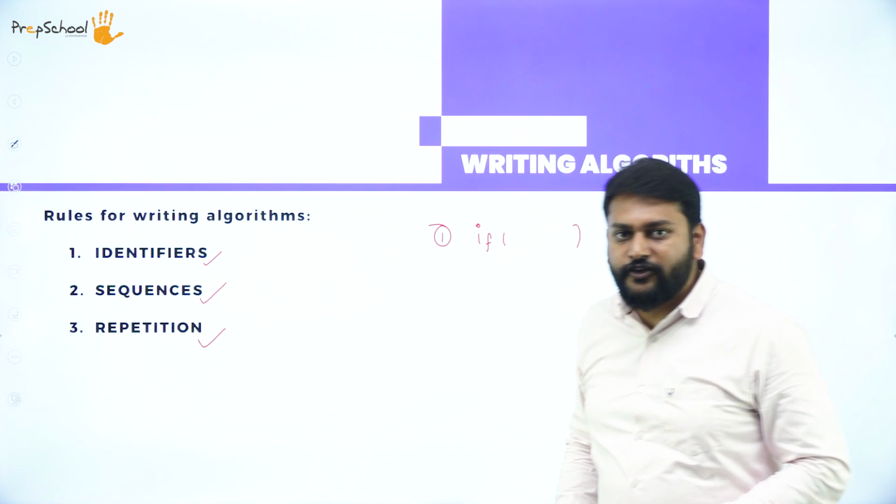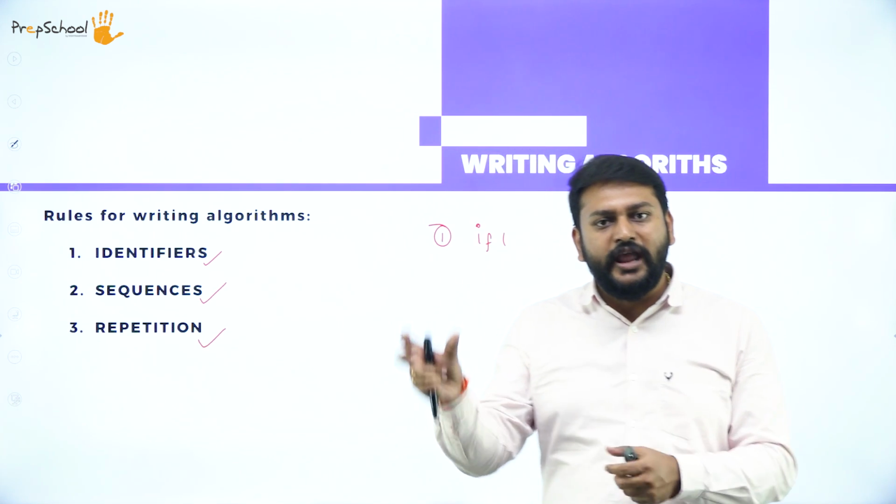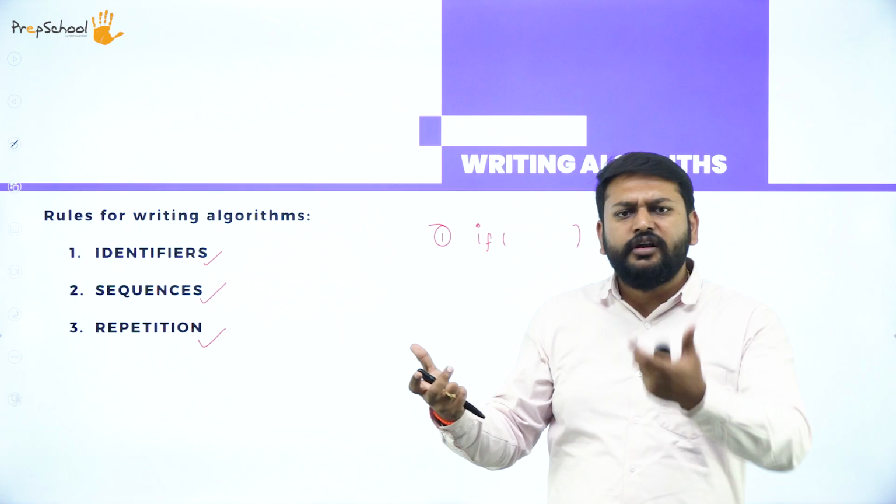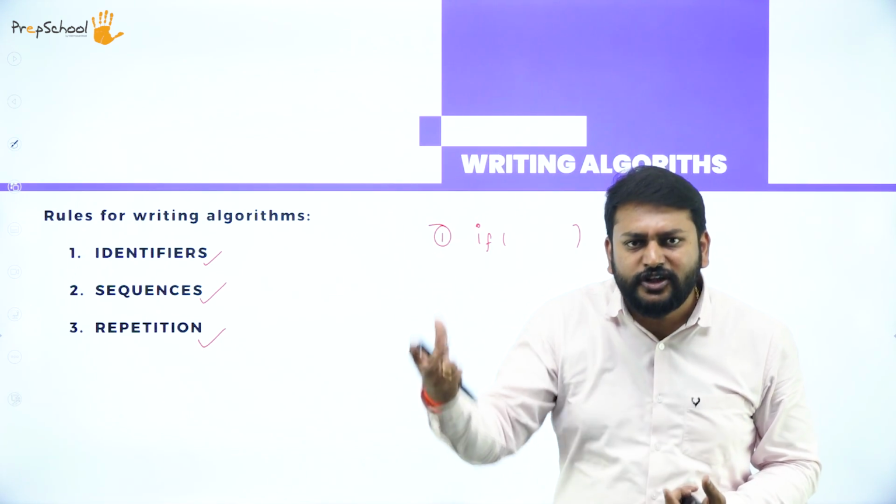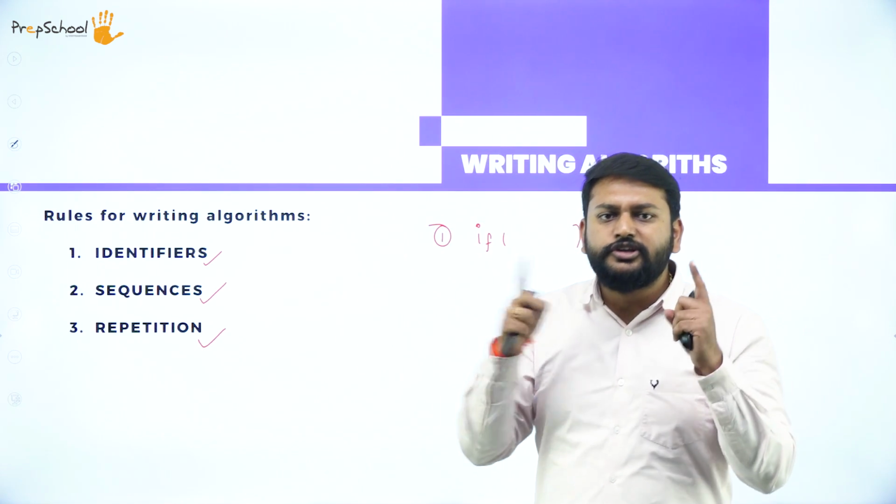So one is identifiers. Identifiers in the sense you are giving names to the different parts, okay? Or you are having a variable and you are giving a name for that variable, and assignments. So that's what should come to your mind.